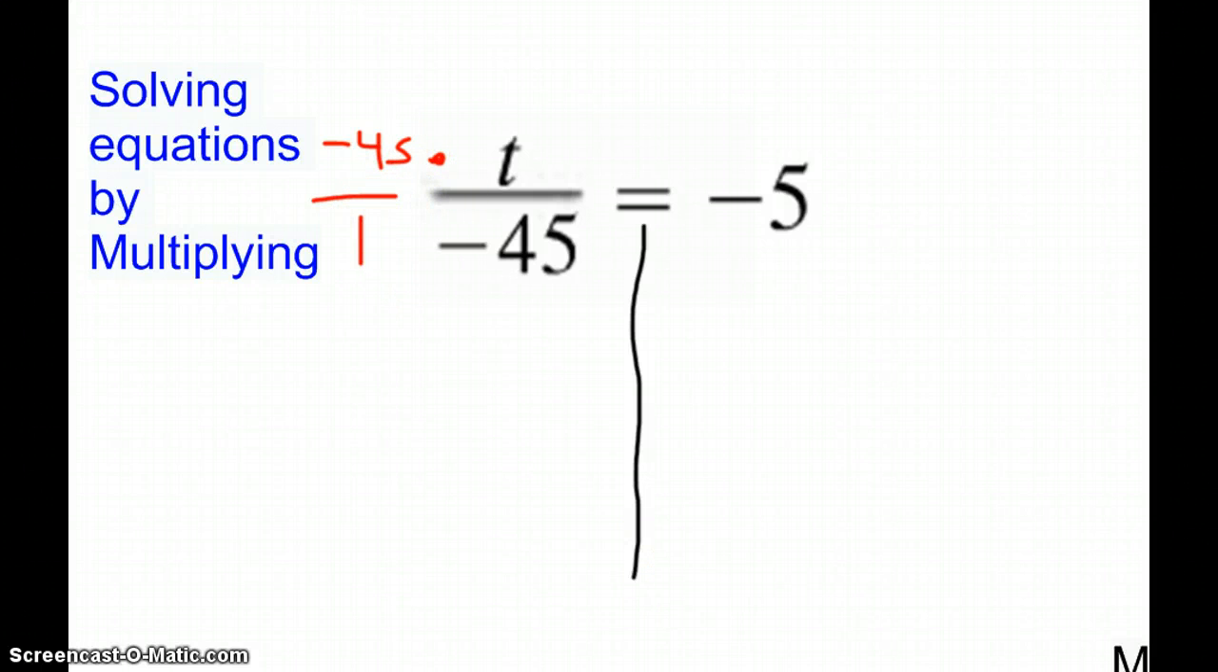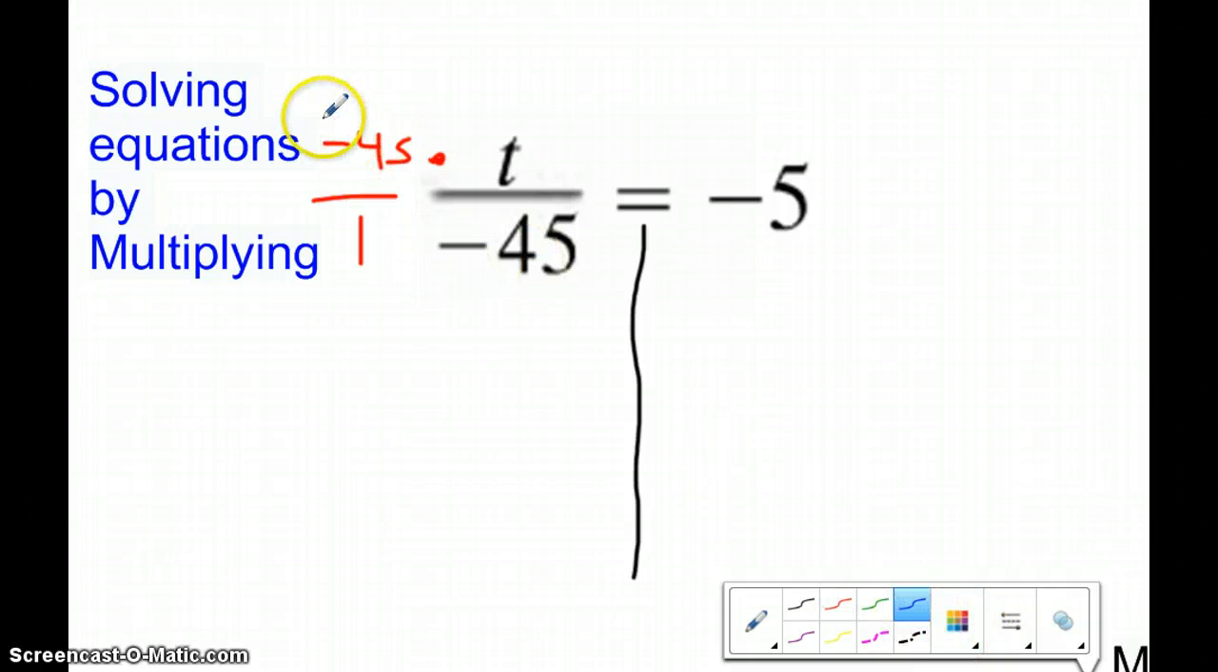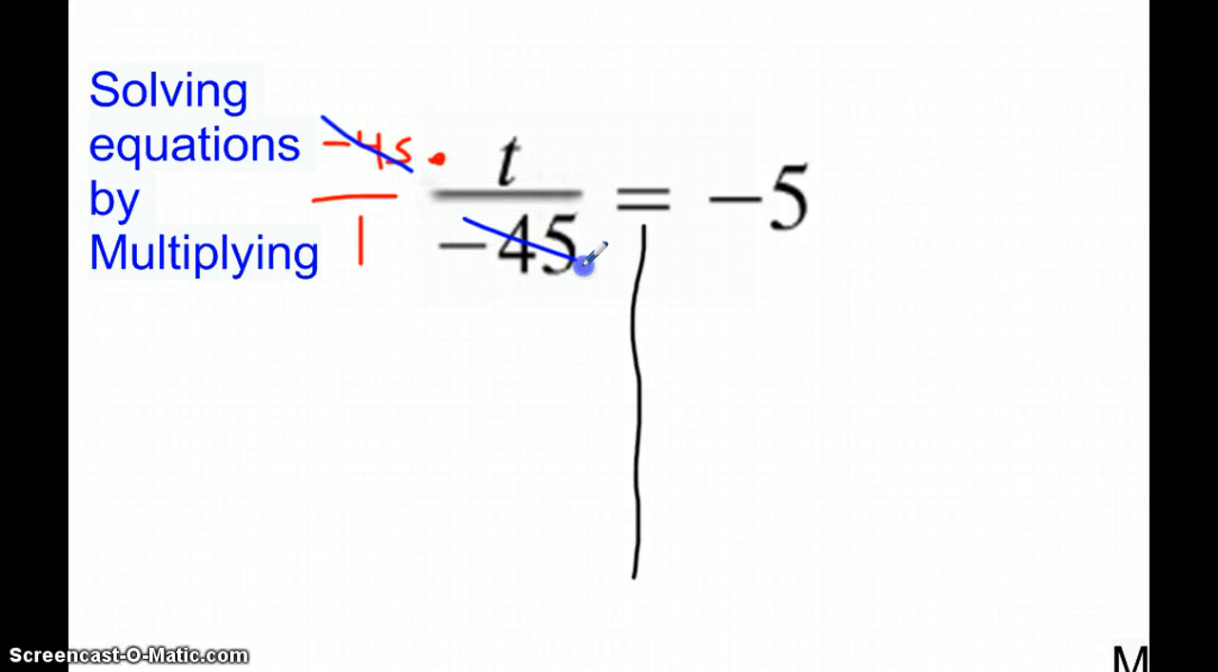Okay? And when we do that, we can see where these negative 45s are going to cancel because they're on opposite sides of the division sign. And then we're left with t over 1, which is just t. Okay? But we have to multiply this side by negative 45 as well. So negative 5 times negative 45 should give us our solution.